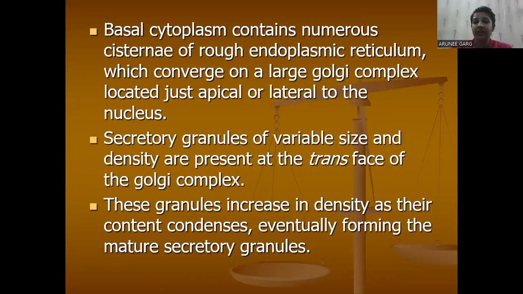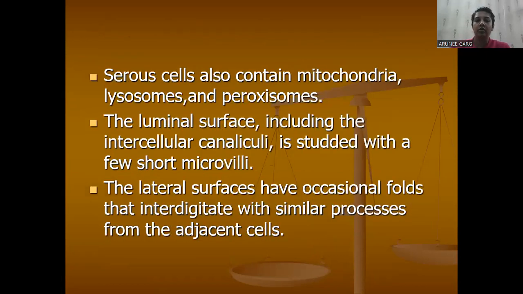Secretory granules of various sizes and density are present at the trans face of the Golgi complex. These granules increase in density as the content condenses, eventually forming mature secretory granules. Serous cells also contain mitochondria, lysosomes, and peroxisomes. The luminal surface, including the intercellular canaliculi, is studded with a few short microvilli. The lateral surfaces have occasional folds that interdigitate with similar processes from the adjacent cells.